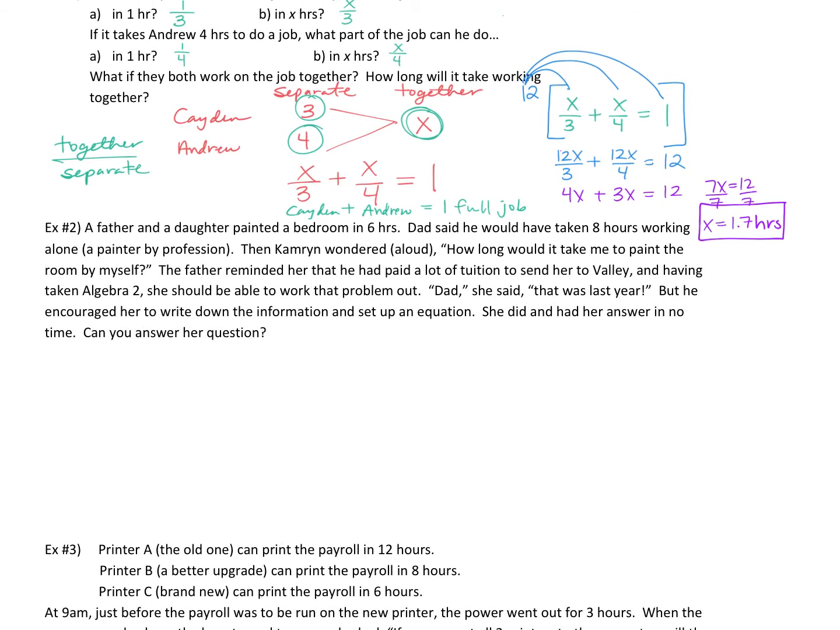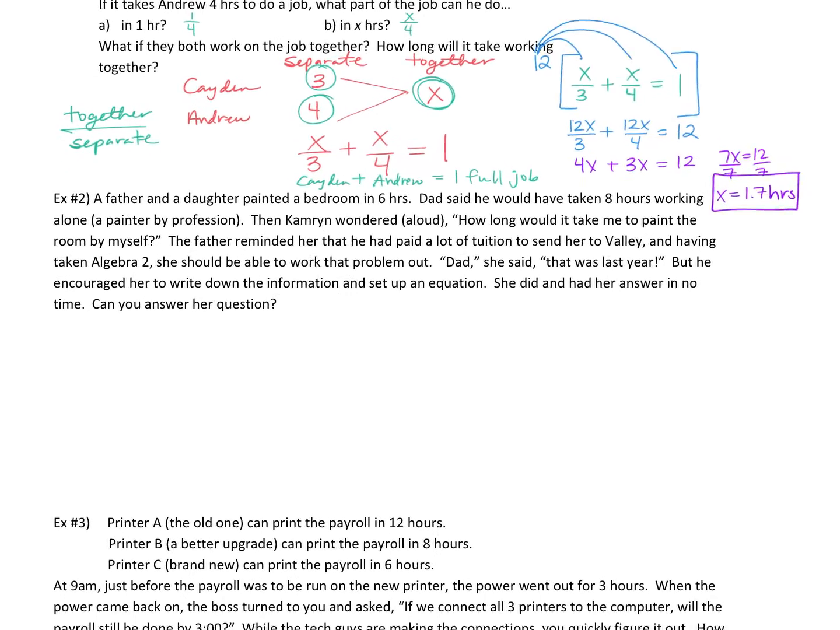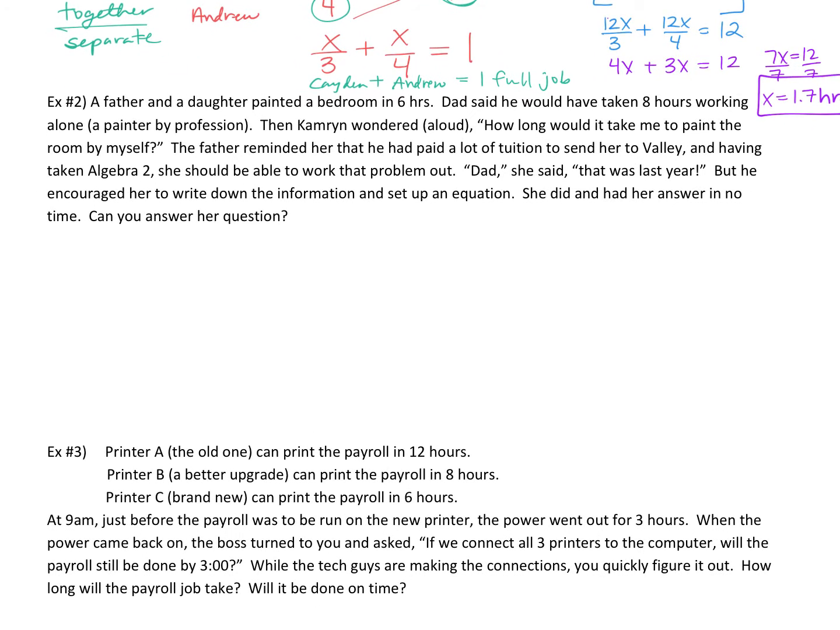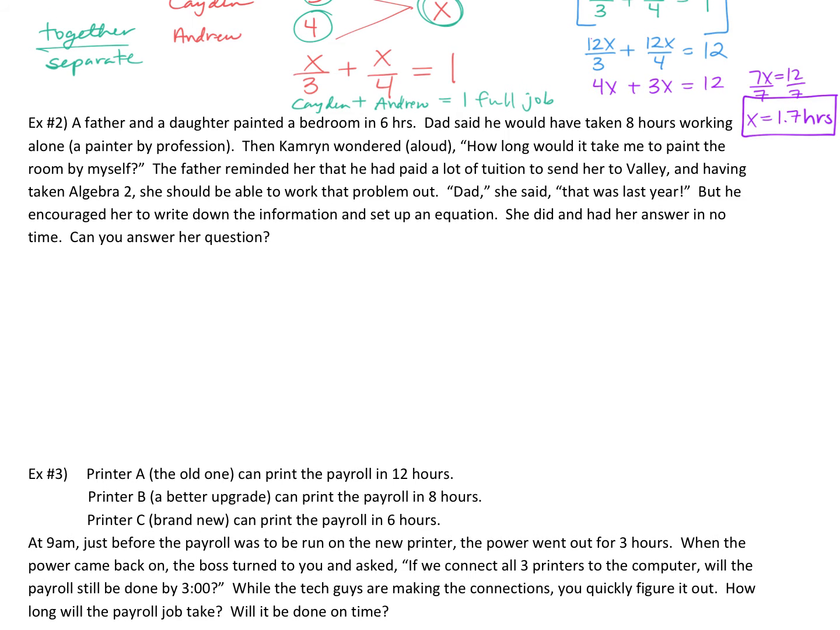I think I'm going to have you try this one on your own. Use what we did in that last one. I will read you the question just to do some clarifying, and then I want to see if you can set it up. It says a father and a daughter painted a bedroom in 6 hours. Dad said he would have taken 8 hours working alone, a painter by profession.